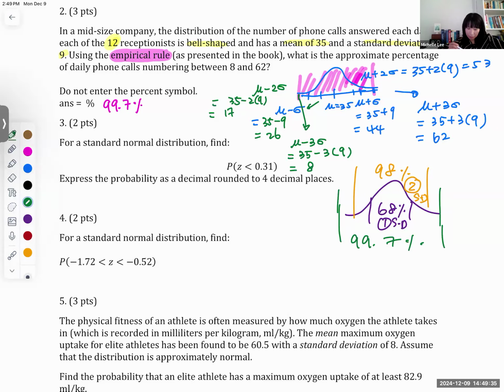Okay, number 3 and number 4, it's about the normal distribution, right? So we are using StatCrunch. I will do number 3 at the same time. We have a normal distribution. What's the probability Z is less than 0.31, right? Then we want to answer for the small places. And this is also between, right? So let me take a picture and then I will show you StatCrunch at the same time.